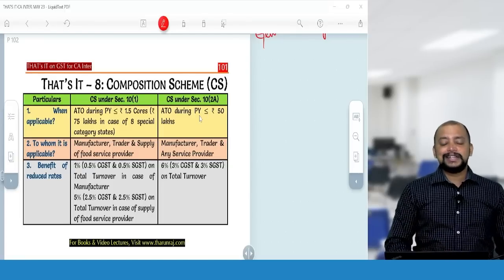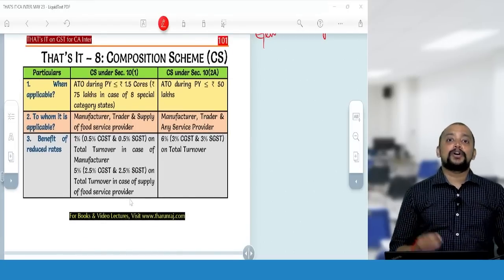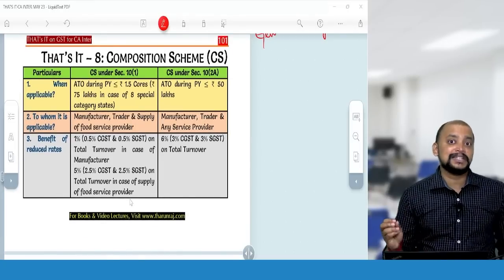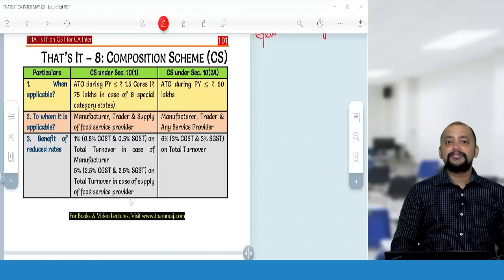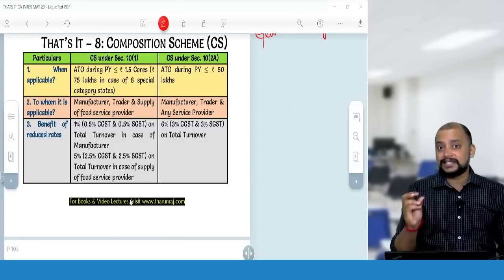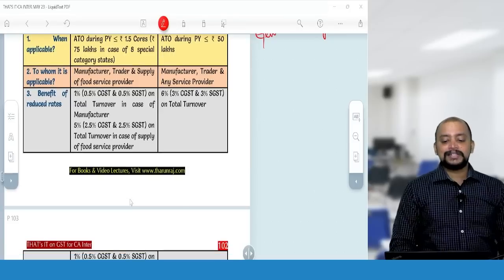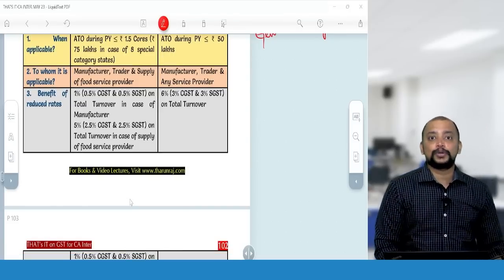And what are the rates in case of 10.1? In case of 10.1, if you are a manufacturer, the rate will be 0.5% CGST, 0.5% SGST on total turnover. Whereas if you are a trader, 0.5% CGST, 0.5% SGST on taxable turnover. Whereas if you are a supplier of food service provider, 2.5% CGST, 2.5% SGST on total turnover.